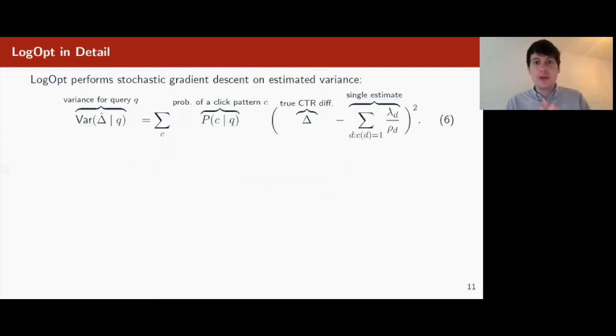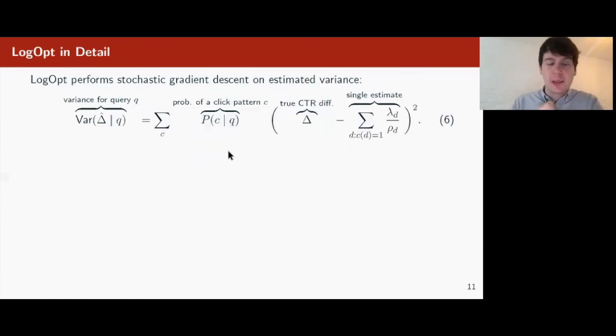I want to give you some intuition about the mathematics, even though I can't go into full detail because we don't have the time. But I wanted to take a look together with you at the variance for this estimator. So we're going to look at the variance conditioned on a single query. If you have that, it's very easy to get the variance on the total query distribution. And we have to sum over every possible click pattern. Now with a click pattern, I mean a combination of clicked and non-clicked documents. So a subset of documents clicked and the rest isn't clicked. Any possible combination or any possible subset counts as a click pattern.